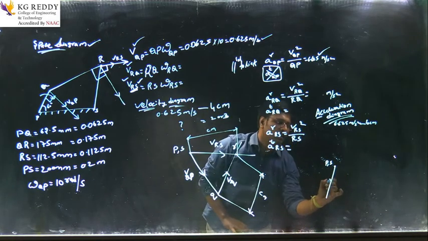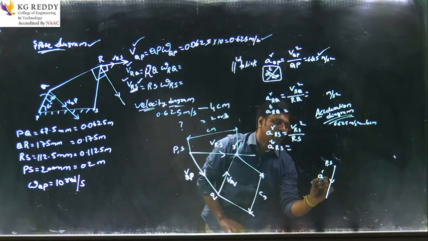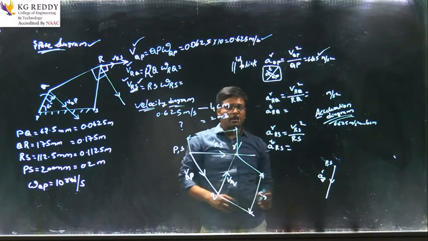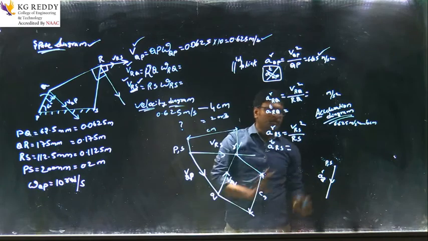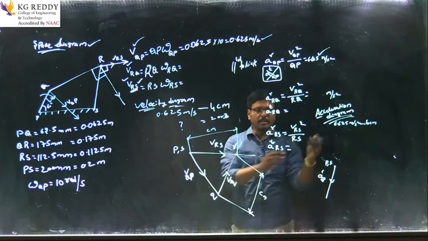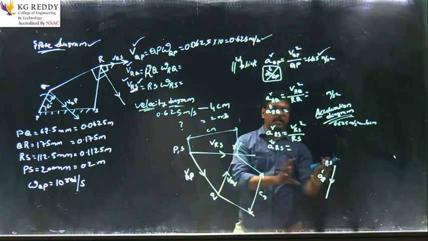So this is a radial component of Q with respect to P. Q with respect to P. So that is 6 centimeters. Just I have to take, we have to take 6 centimeters.